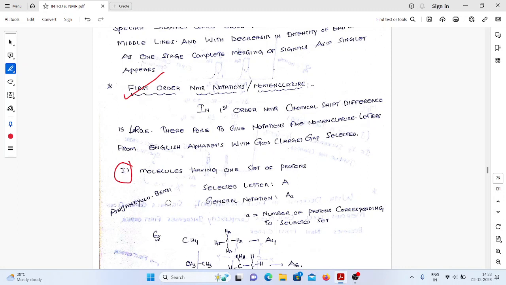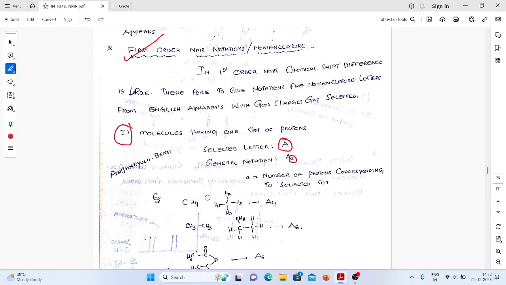For that, how can we represent? The representation is like that. We need to select the letter A, right? If you have more than one proton, the number is represented with small a in the suffix. Okay, you can say subscript also. The number of protons corresponding to the set. If you take this molecule CH4, first molecule. So how many hydrogens are there? 4 hydrogens, right? How many sets of protons are there? Only one set.